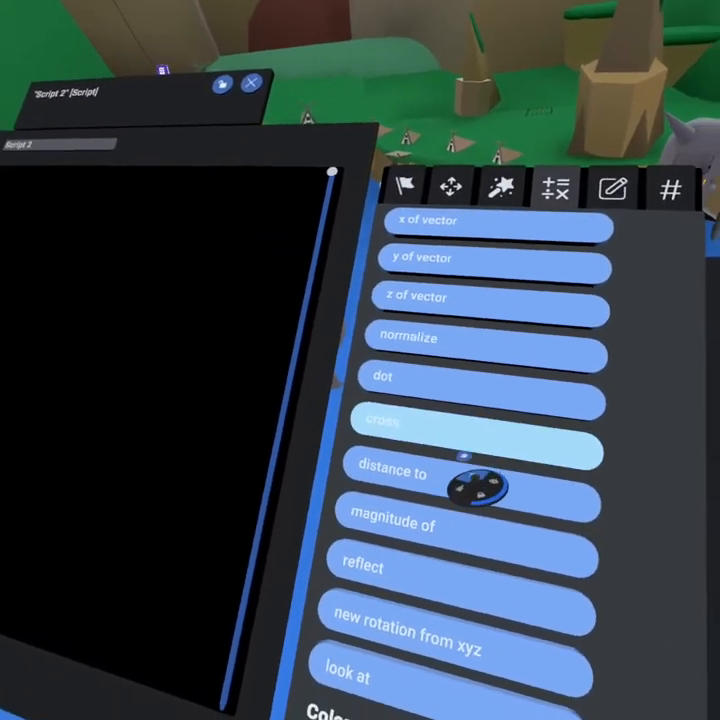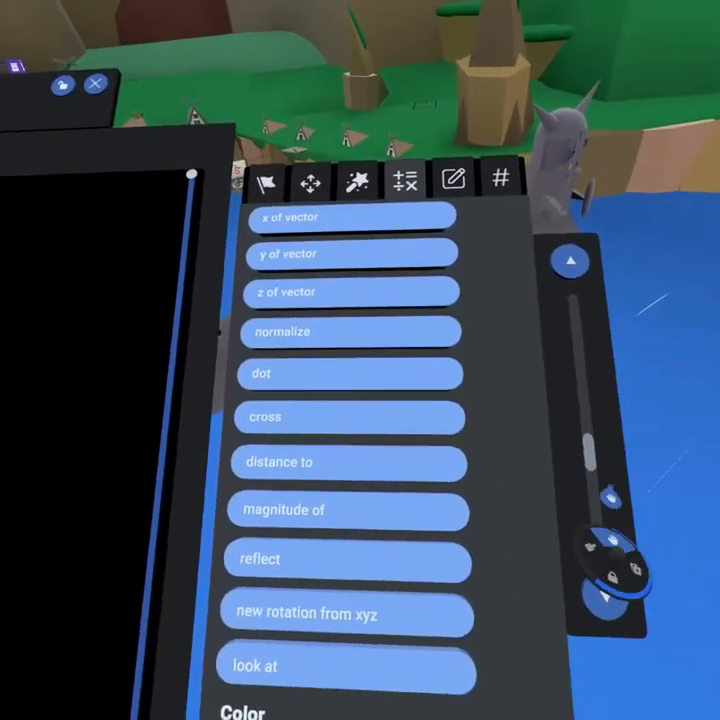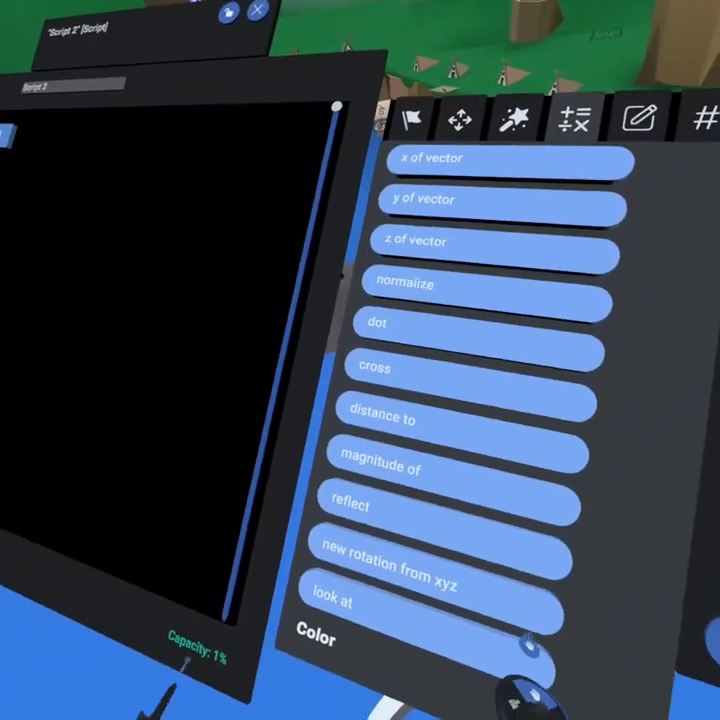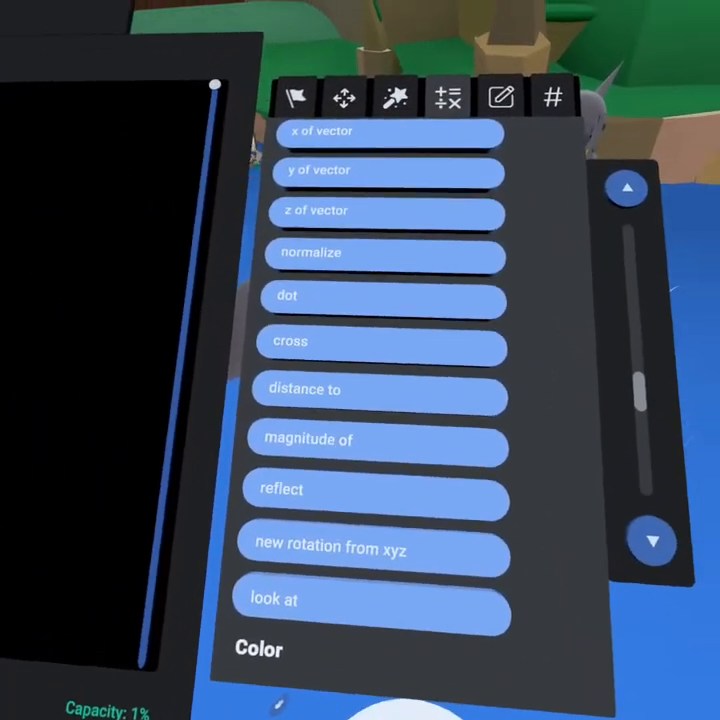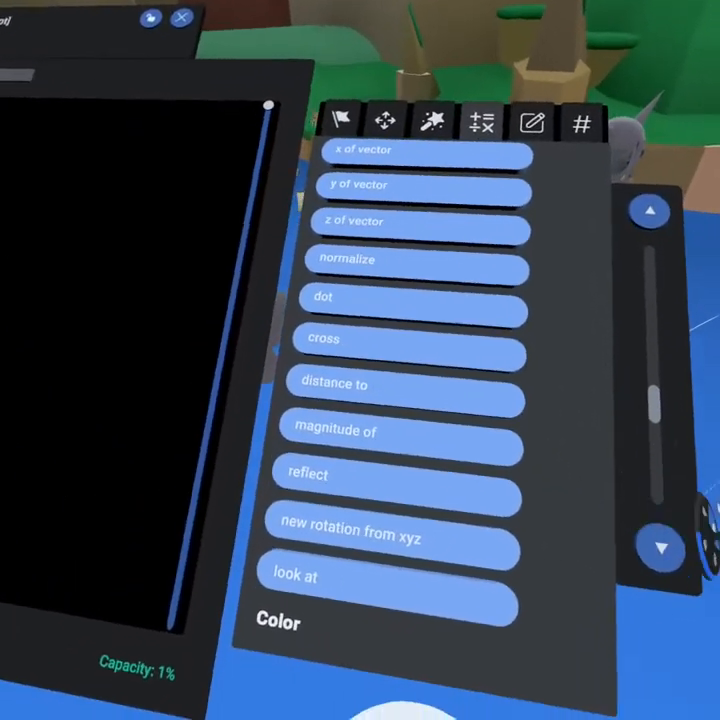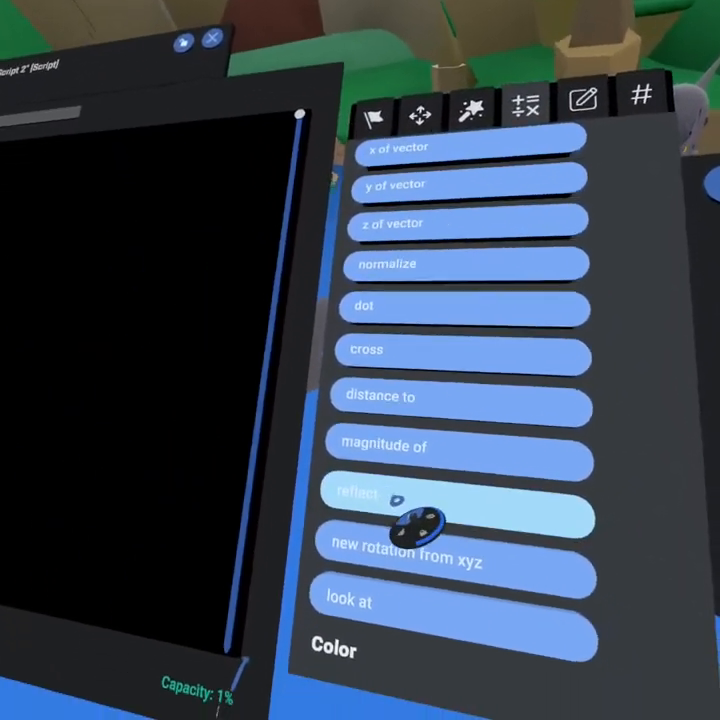Next we have dot and cross, and those are also some more math that I have yet to learn. Distance to, magnitude of, yeah, I can't really speak to them, I haven't used them. Another one I haven't used is reflect.